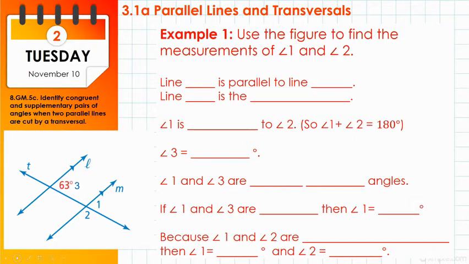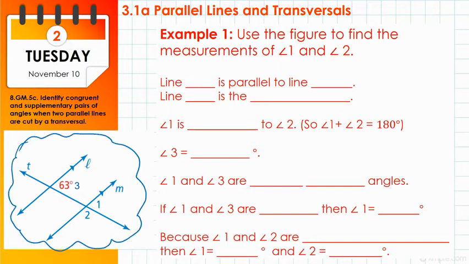So in our first example, we're going to fill in the blanks. So here's my example. What I can see is here I have line L is parallel to line M. I know that line L is parallel to line M because these symbols or markings tell me that they are parallel. So line L is parallel to line M. Line T is the transversal.